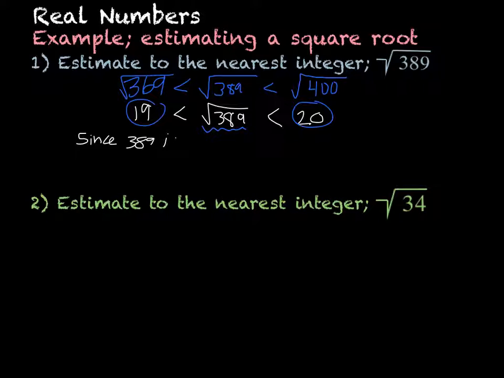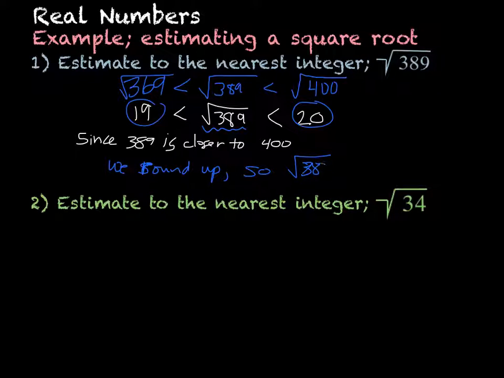Now, since 389 is closer to 400 than it is to 369, we're going to round it to 20. So we can say the square root of 389 is approximately equal to 20. And that's our final answer.